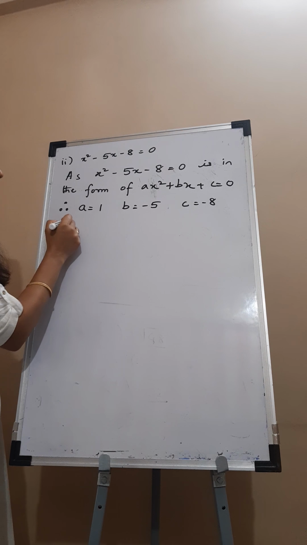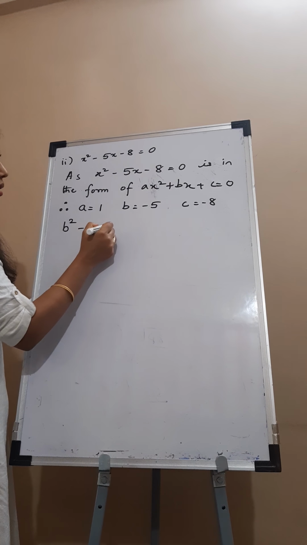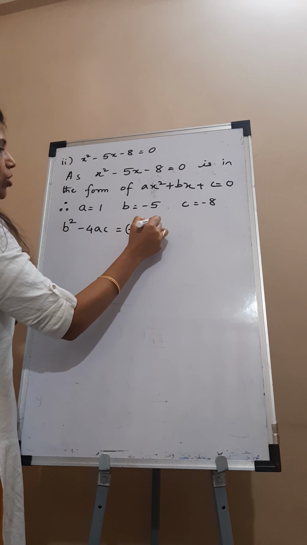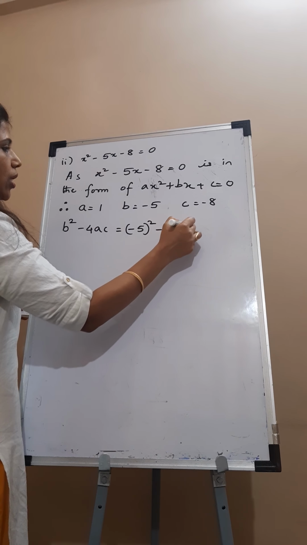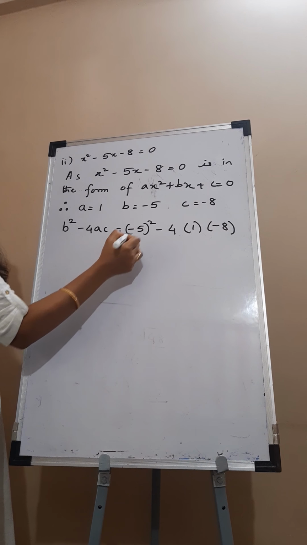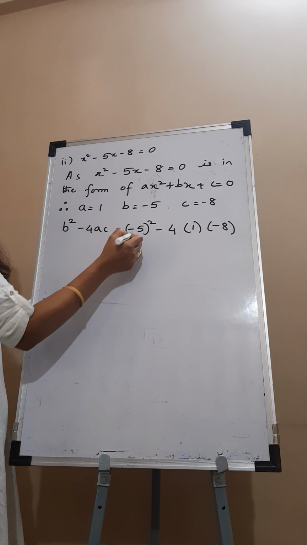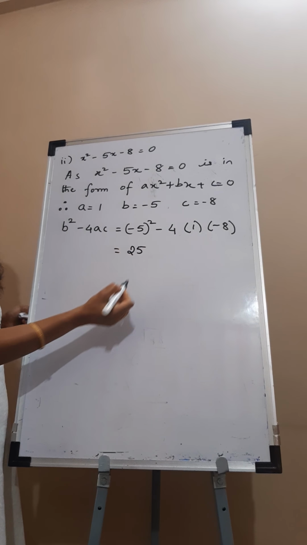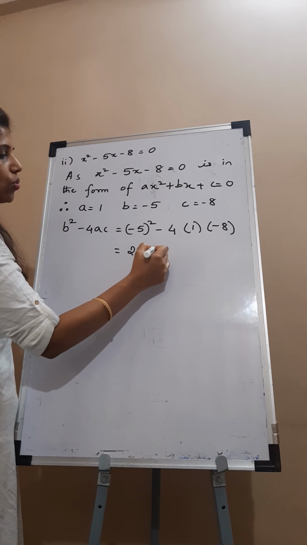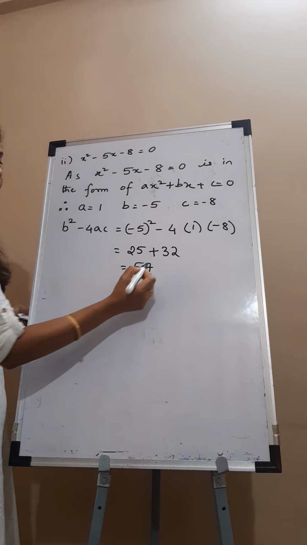Now use the formula. First you have to find the value of b square minus 4ac. So that is minus 5 the whole square minus 4 into 1 into minus 8. Here the square of a negative number is also positive. So minus 5 square becomes 25. Minus into minus is plus, 4 8s are 32, so plus 32. Here you get the value as 57.